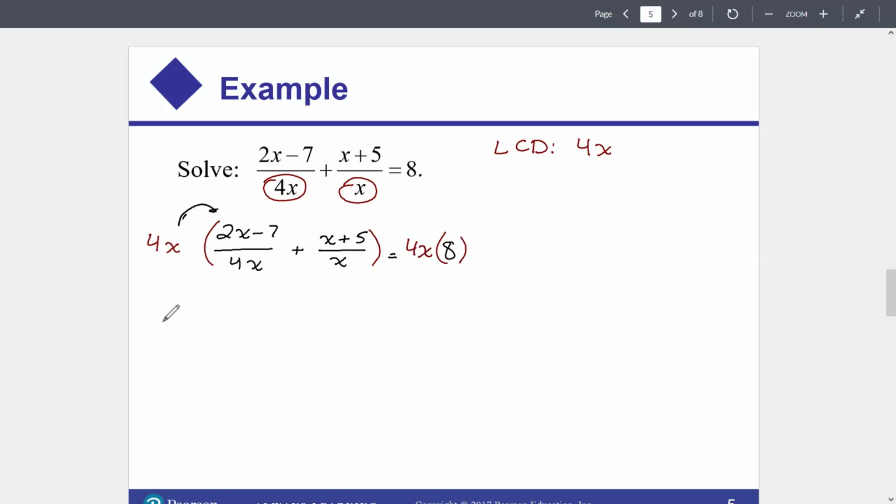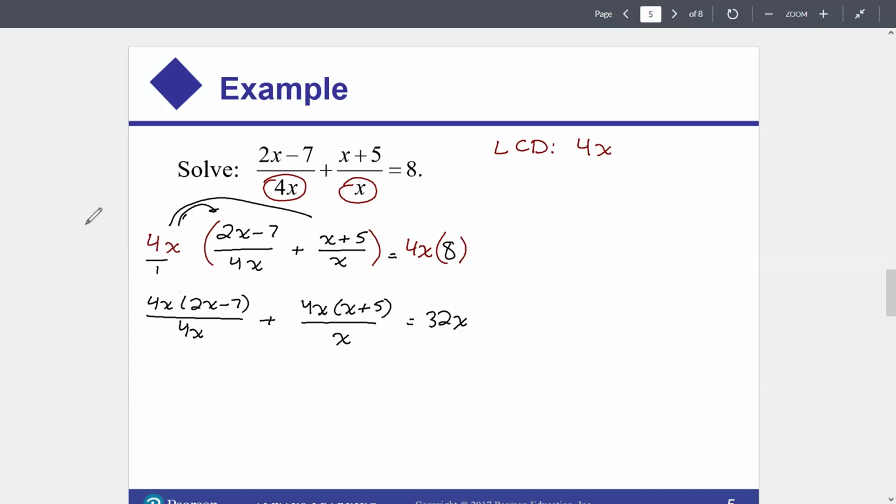So if I distribute this through, I'm going to have 4x times (2x minus 7) over 4x. If I distribute here, then I'm going to have 4x times (x plus 5). That's always going to go to the top. You just think of it as a fraction over 1 that we're multiplying by. And then here, we're just going to have 32x. Through simplifying, the 4's go, the x's go, and all I'm going to be left with is just the 2x minus 7. And then here we see that we just lose the x, but we keep the 4.